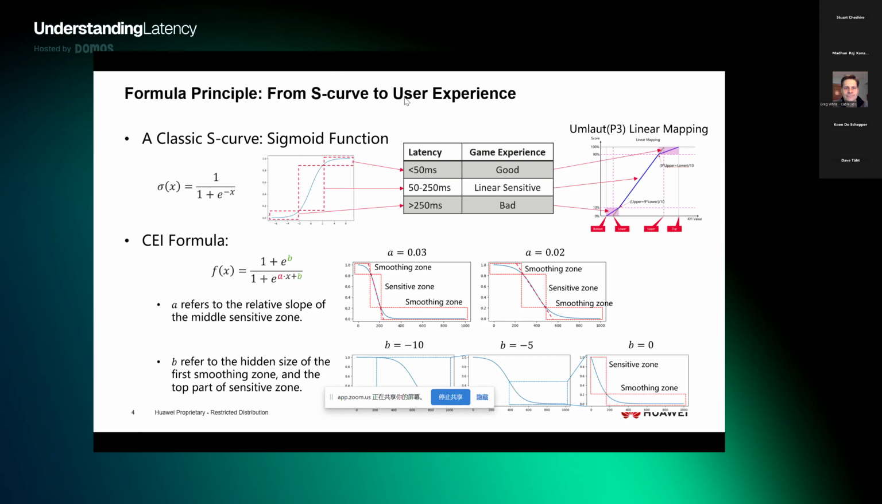And we have the third choice. The third choice is that we have introduced two parameters to make the function fit into different cases. Parameter A represents the overall slope of the curve, mainly affecting the range of the central sensitive area. And the parameter B represents the offset and the scaling of the curve. The initial smoothing area can be shielded via tuning B, which can express KPIs that immediately enter the sensitive area from the very beginning.